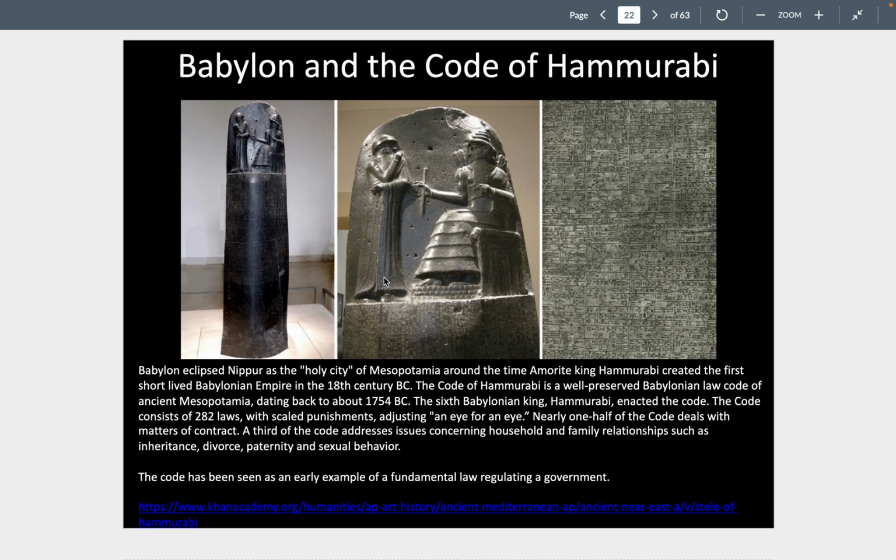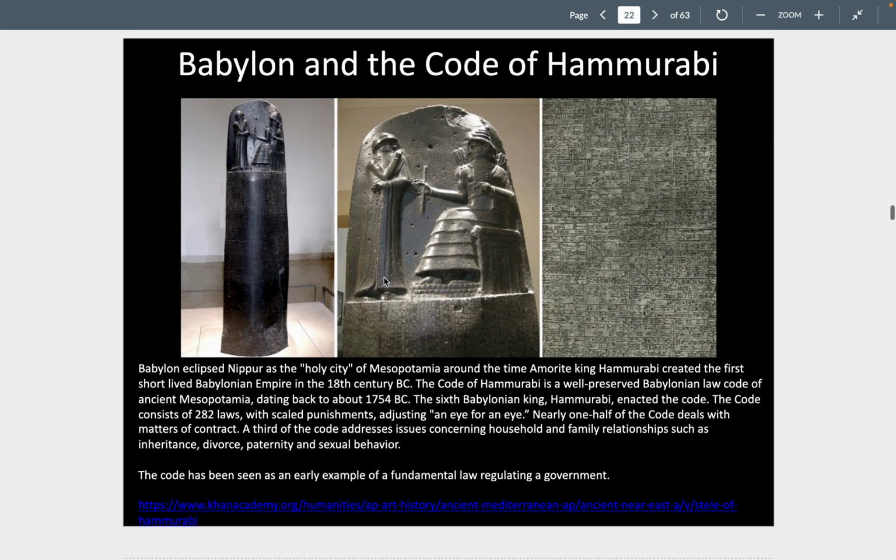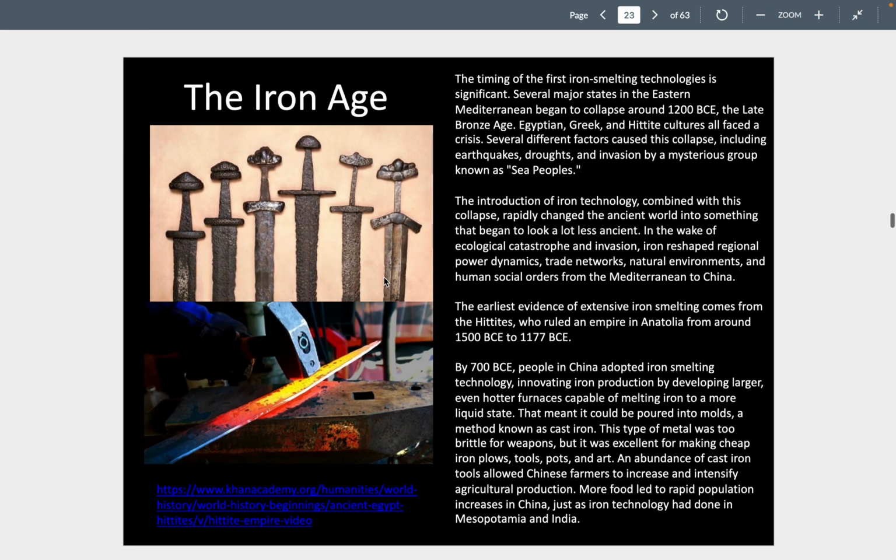If a man has destroyed the eye of a free man, his own eye shall be destroyed. If he has destroyed the eye of a plebeian or broken the bone of a plebeian, he shall pay 1 mina of silver, approximately 1 pound of silver. If he destroys the eye of a man's slave or broken the bone of a man's slave, he shall pay half of its value.